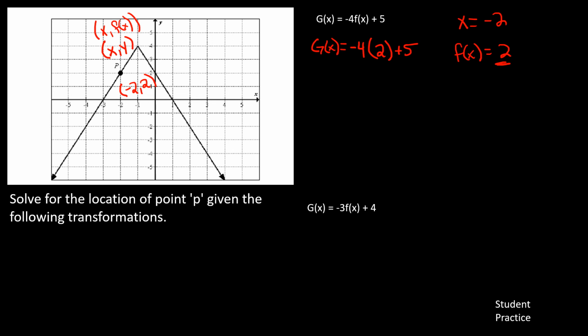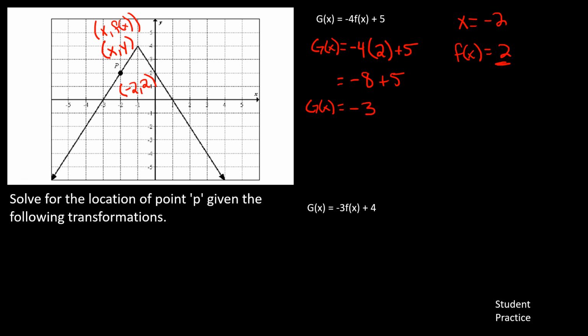Okay, so we're just looking for a new point. When x is negative 2, f of x is 2. But we want to know what g of x is. And so we're plugging in for that f of x value. We're then going to simplify this out. Negative 4 times 2 is negative 8 plus 5. So then g of x is equal to negative 8 plus 5, which is negative 3.